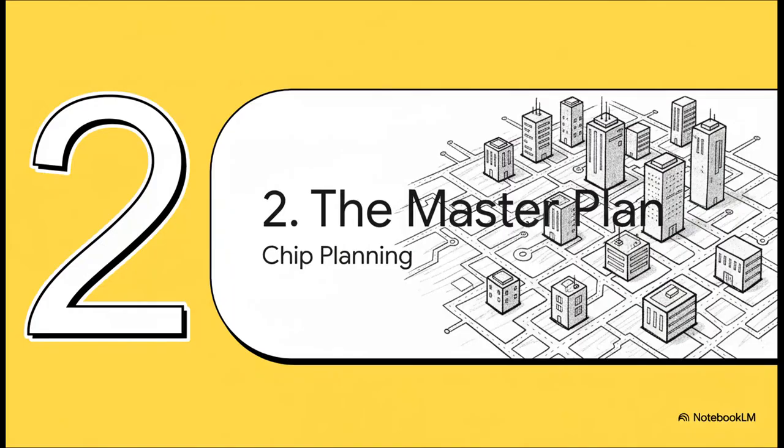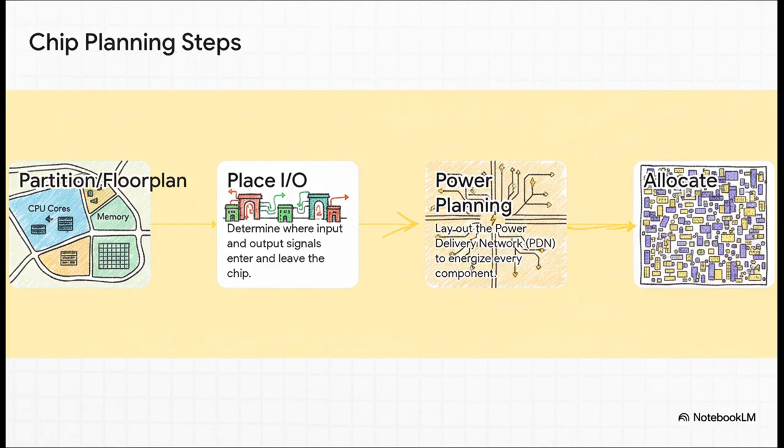All right, with those plans in hand, it is time to draft the high-level master plan for the whole chip. This first big stage is often called chip planning or floor planning. And let me tell you, the decisions made right here, right now, are absolutely crucial for everything that follows. This whole planning phase happens in a few key steps. First, engineers partition the chip into major districts, and then they floor plan it, which is basically deciding where the huge skyscrapers, like the CPU cores or big memory blocks, are going to go.